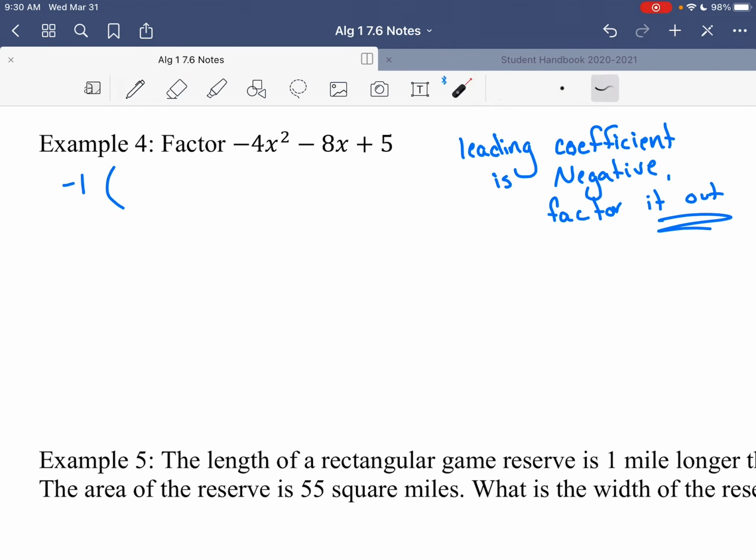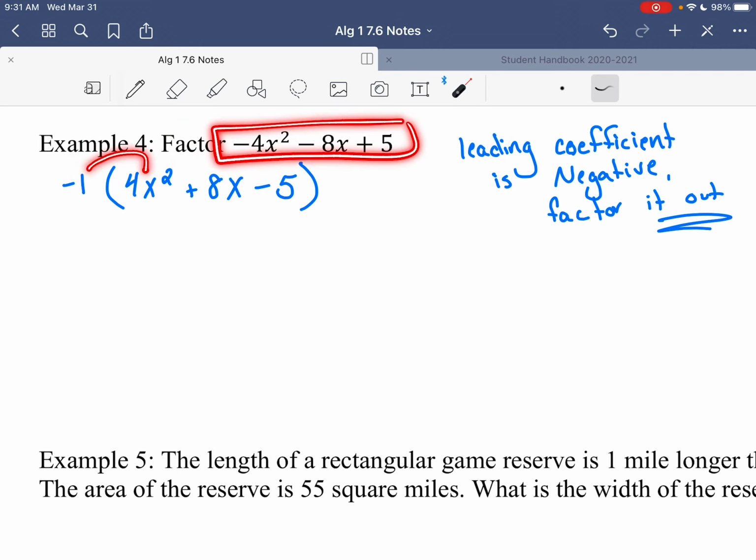So I'm looking: negative 1 times what gets me negative 4x squared? Well, positive 4x squared. Negative 1 times what is going to give me this negative 8x? Well, that would be positive 8x. And then negative 1 times what is going to give me the positive 5? Well, that's going to have to be negative 5. So now if I distribute this negative 1 into here, I will get back to this original. I'll have negative 4x squared, negative 8x, negative 1 times negative 5 gives me the positive 5.